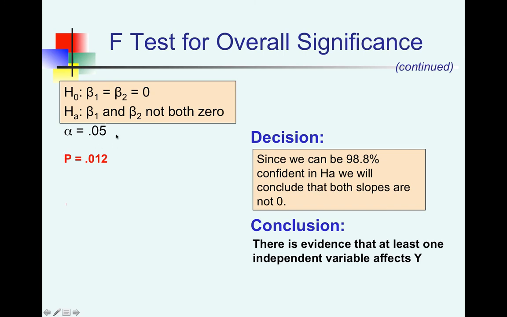And if we test it at a significance of 0.05, we get a p-value of 0.012. That's less than that. We would say we can be 1 minus this confident, 98.8% confident, that one of these is not equal to 0 in the population, and so we conclude that at least one of the independent variables, because these are the slopes for price and advertising, is a significant predictor. Of course, it doesn't tell you which one.